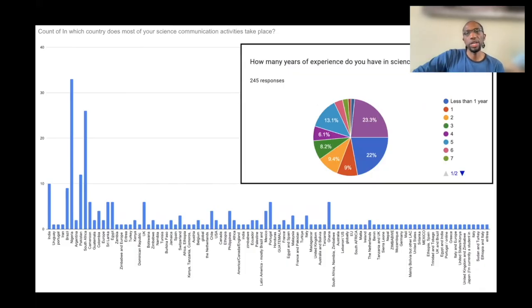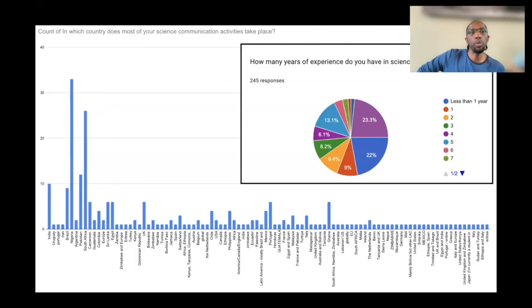So in the first workshop, we had about 245 people respond to a survey to show us where they were from and to tell us what they expected. But it was striking how many people from across the world joined. And here you can see some of those numbers.